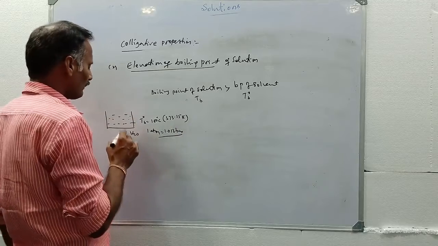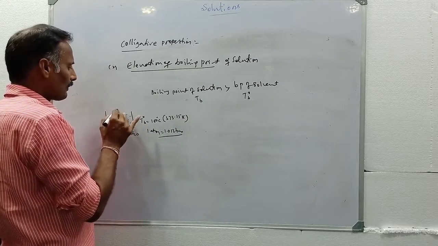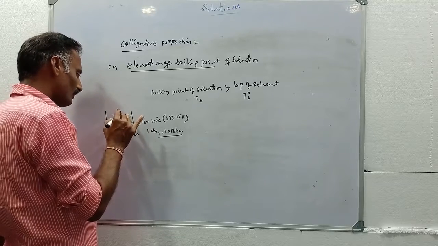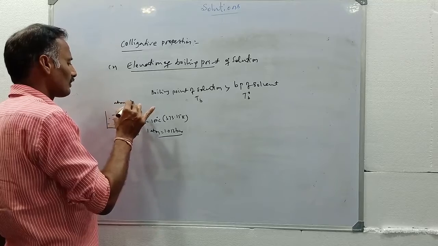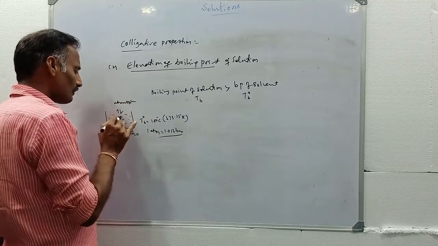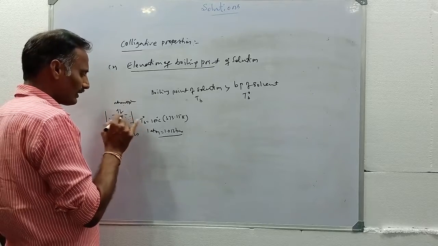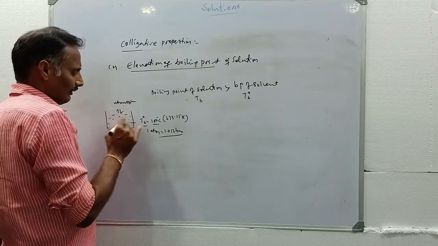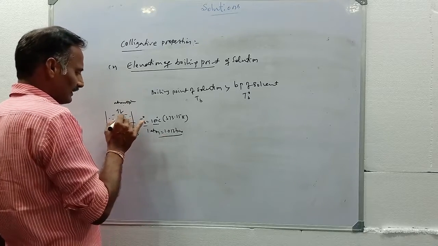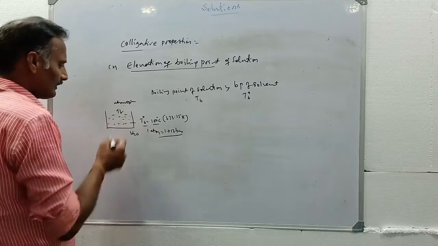Boiling point is nothing but the temperature at which the vapor pressure of a solution is equal to atmospheric pressure. When the solution's vapor pressure is equal to atmospheric pressure, the solution starts to boil. That is called the boiling point. Then when vapor pressure changes, the boiling point also changes. This is about a pure solvent.